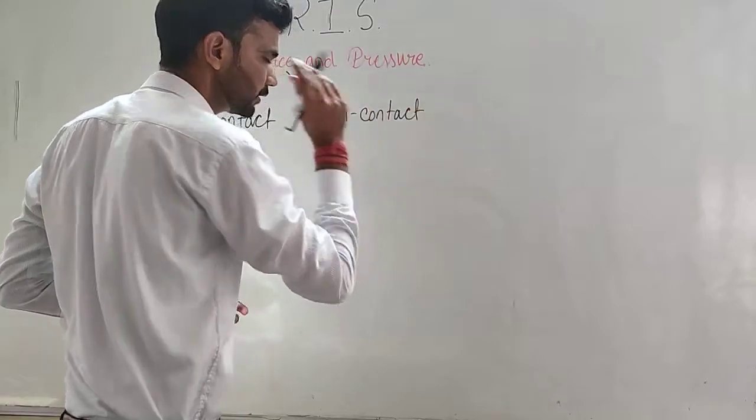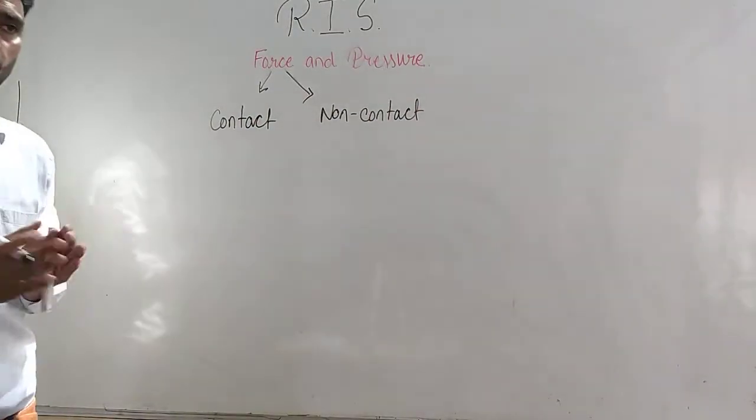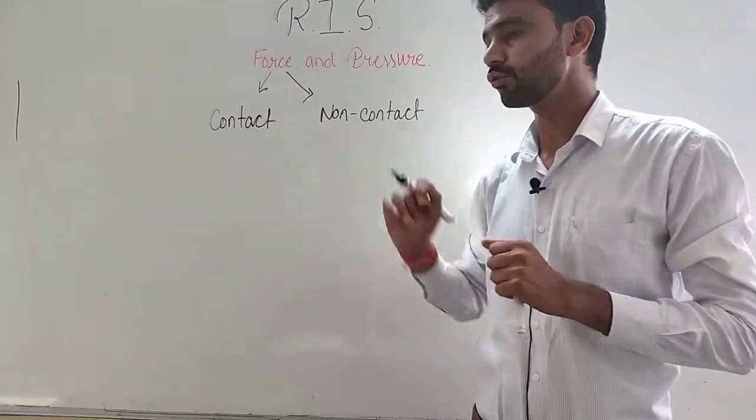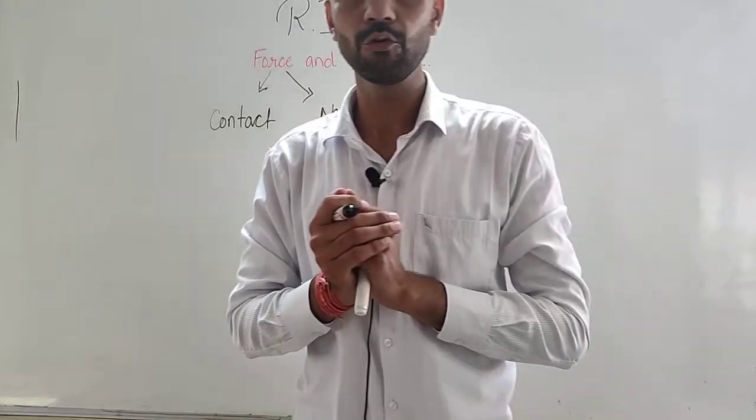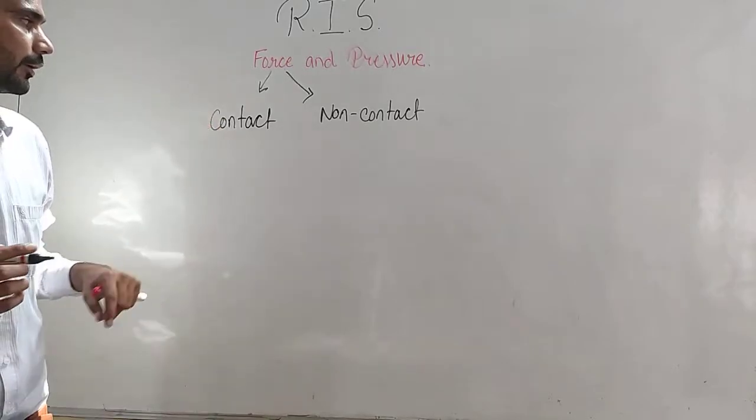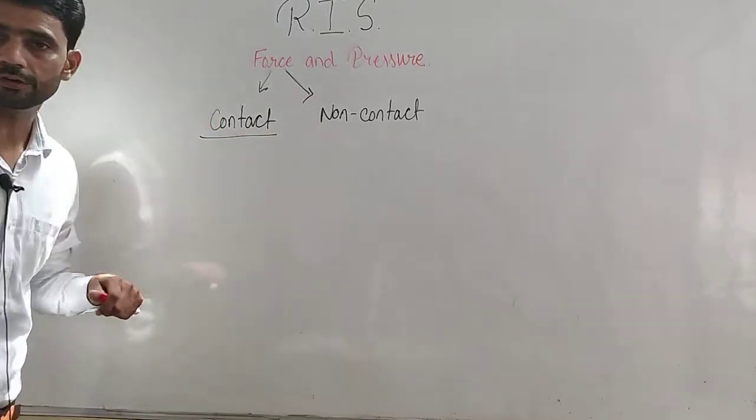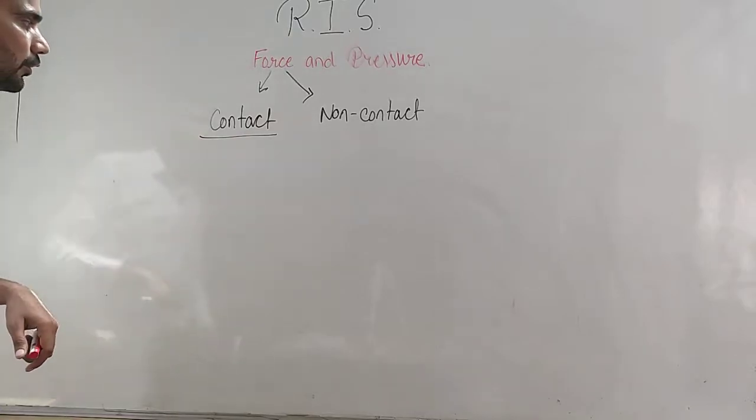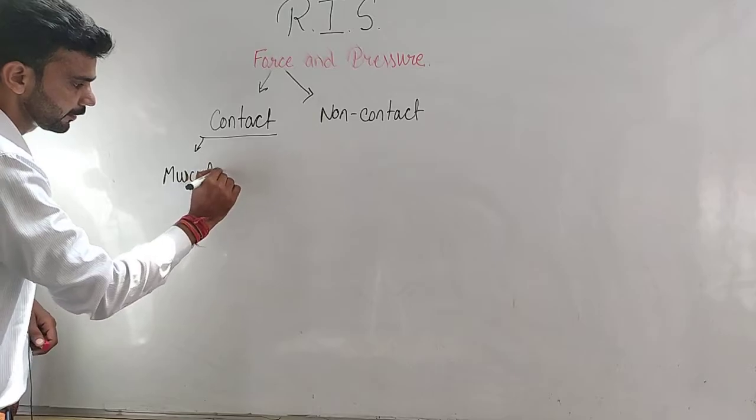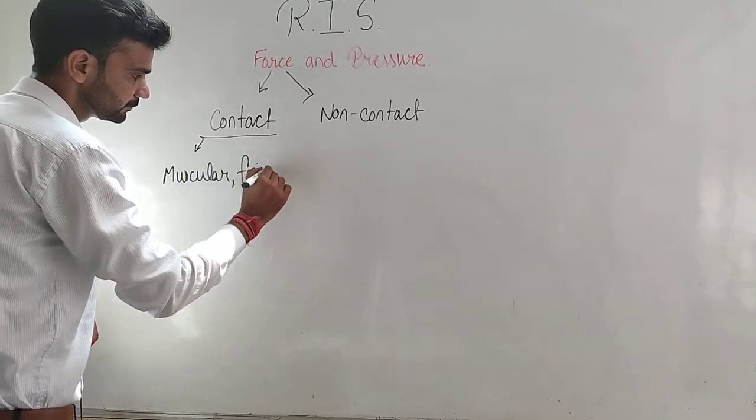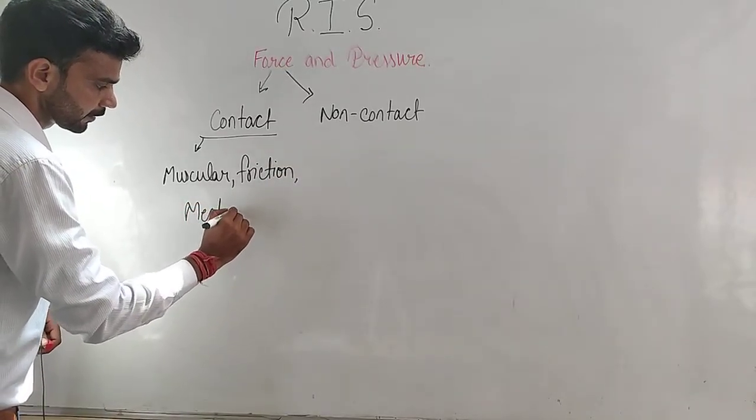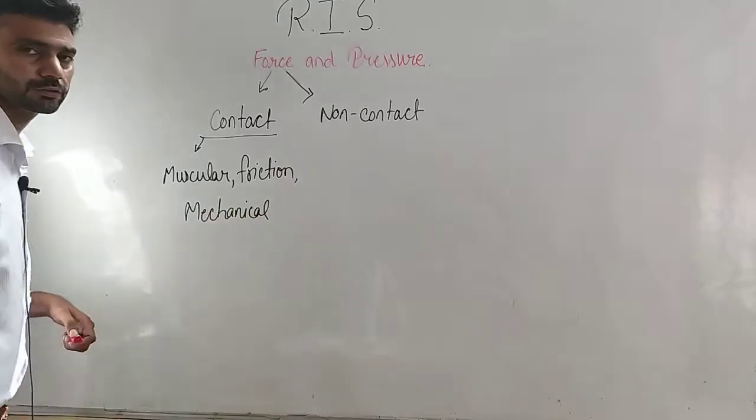If the forces are acting between 2 objects and both the objects are in contact with each other, then the forces are known as contact force. Examples: muscular force, mechanical force, frictional force. When the objects are in contact with each other, then the force is known as contact force. Example, muscular, friction or mechanical force. These are the examples of contact force.